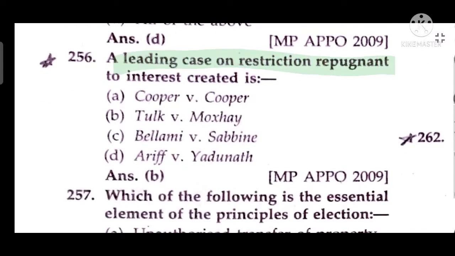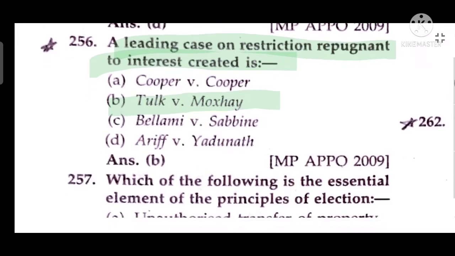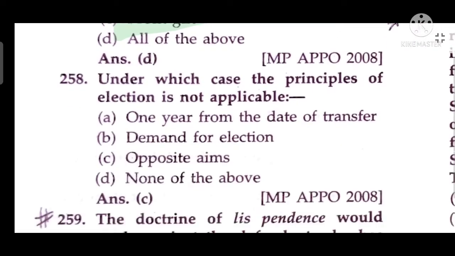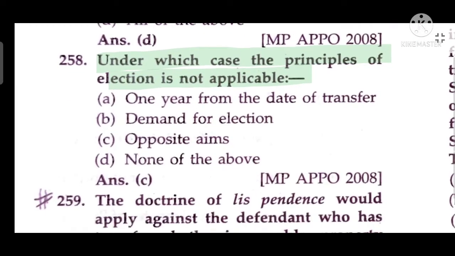The leading case of the restriction repugnant to interest created is Tulk versus Moxhay. Which one of the following is the essential element of the principle of election? Unauthorized transfer of property, transaction, profit, gift. Under which case does the principle of election not apply? Opposite aims.